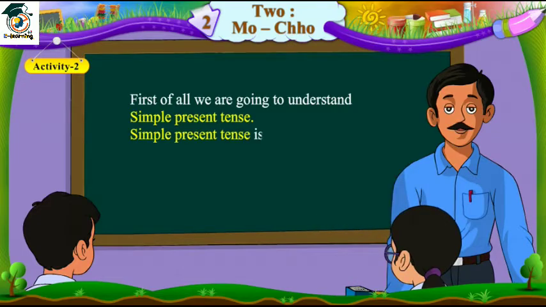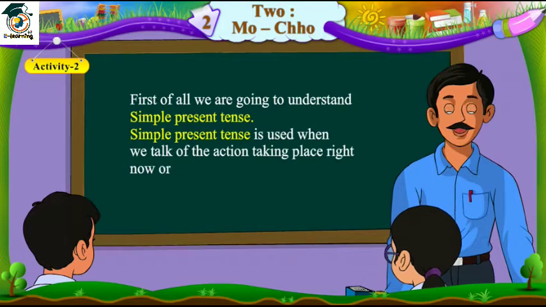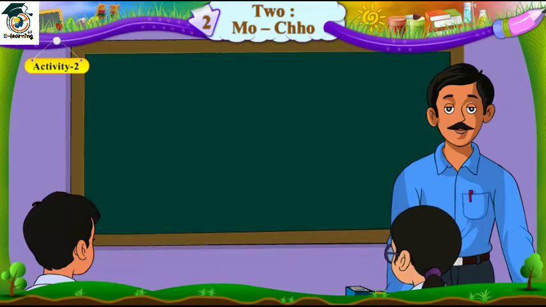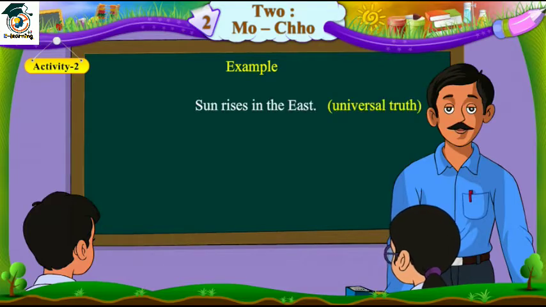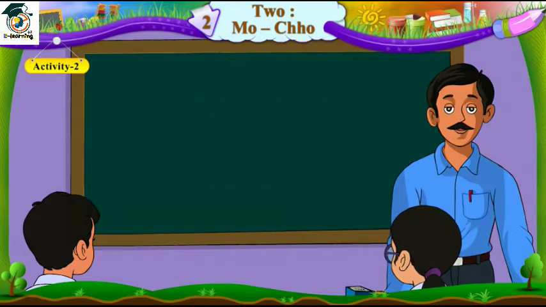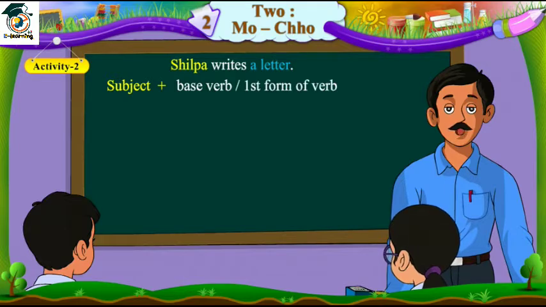Simple present tense is used when we talk of the action taking place right now, or happens regularly, or if it is a universal truth. For example, sun rises in the east. Shilpa writes a letter. I eat an apple every day. The format for simple present tense is subject plus base verb or first form of verb plus object.